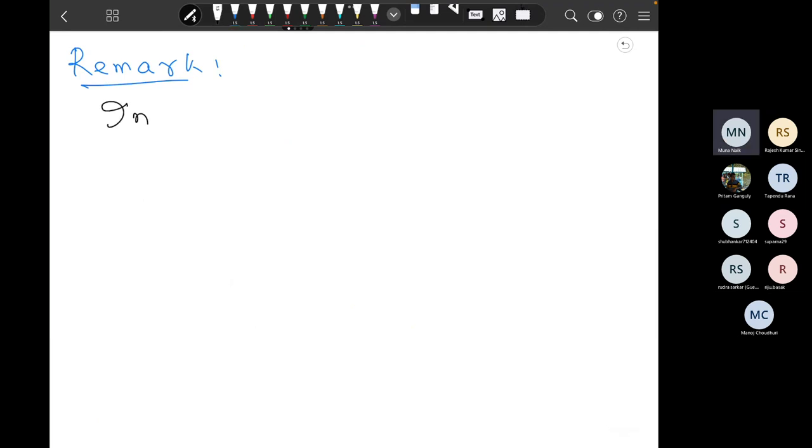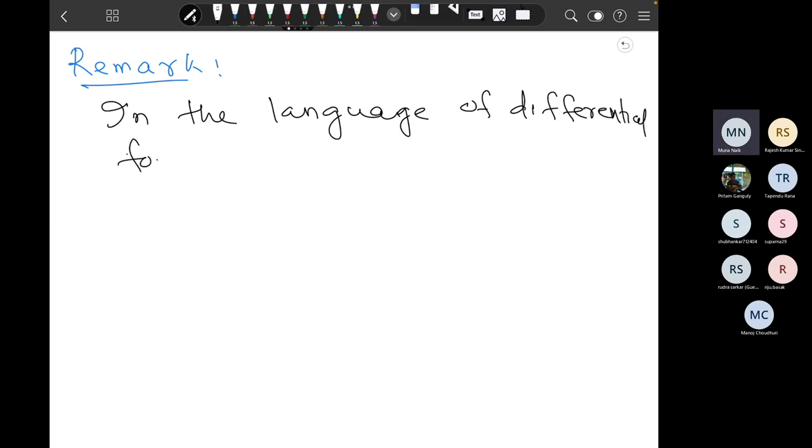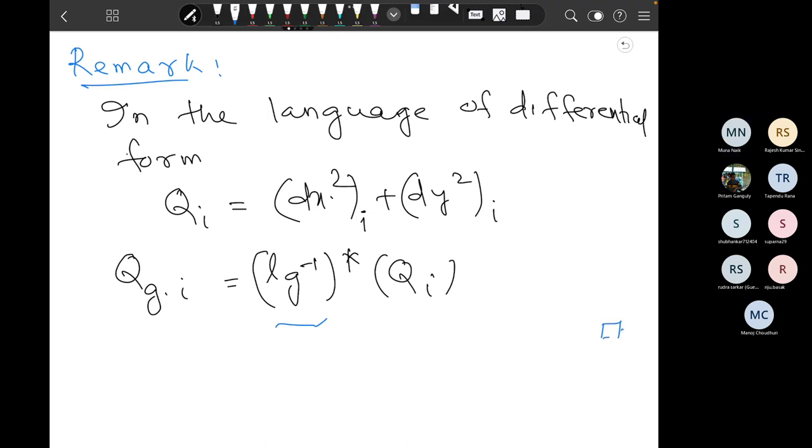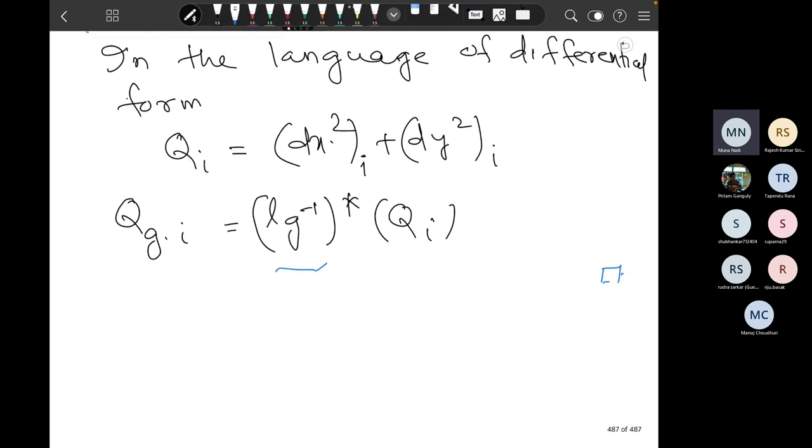So in the language of differential forms, if you observe that q_y is nothing but dx square plus dy square, restricted at the point i. And what is q of g dot i? This was really nothing but dL_g inverse, L_g inverse star q_y. If you know how to calculate the L_g inverse star and all those things, then you can simplify the proof a little bit.